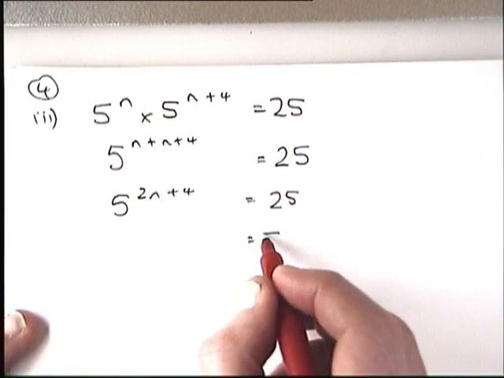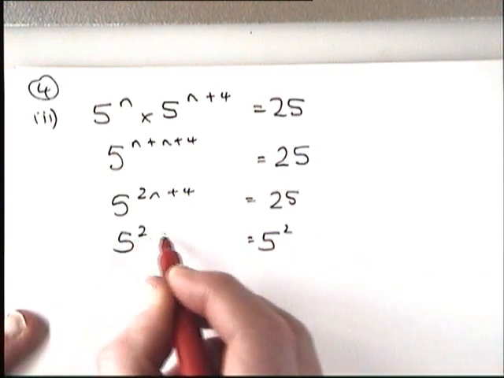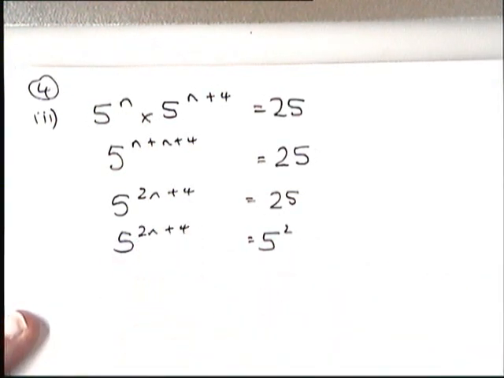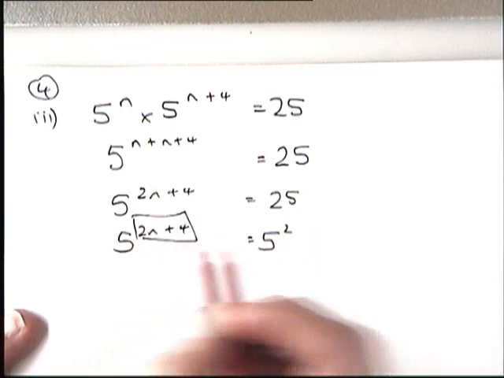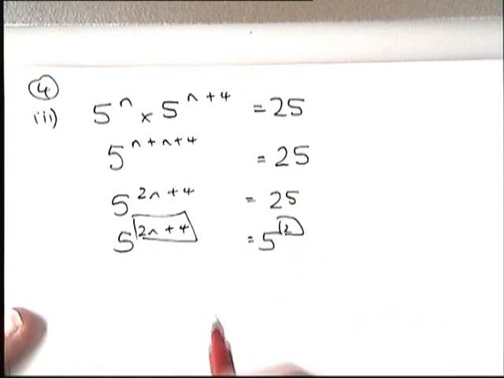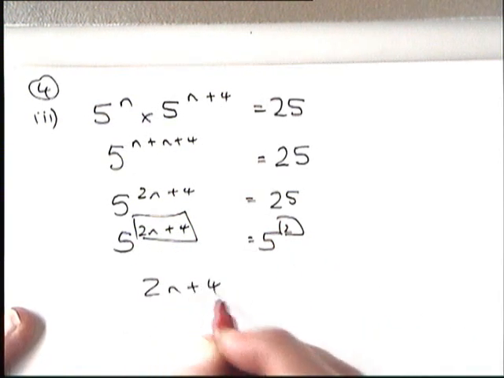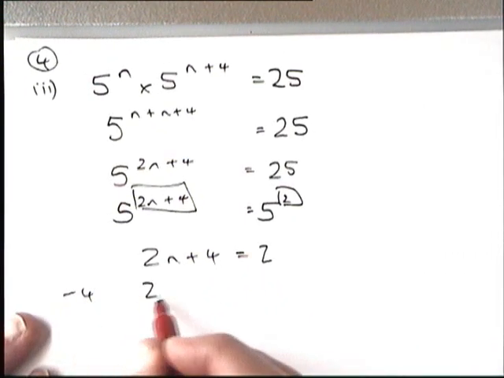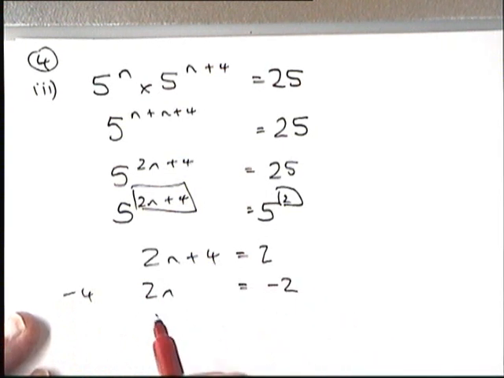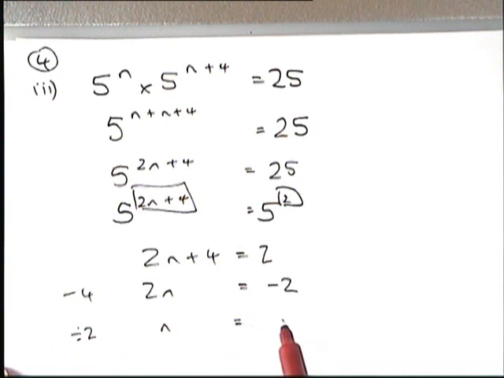But we should know that 25 is the same as 5 squared. So we get these two things. Now, if 5 to the power of something equals 5 to the power of something, this power here and this power here must be equal to each other. So we've got 2n plus 4 equals 2. Simple equation to solve. If we take 4 off both sides, we get 2n equals minus 2. And if we then divide both sides by 2, I get n equals minus 1. And that is the answer to part 3, the final part of question 4.